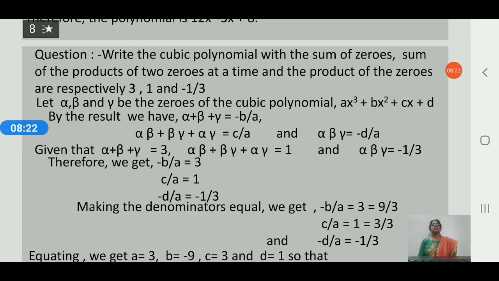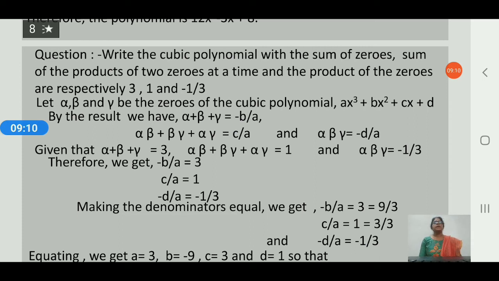And the product of zeros, what is product of zeros? Alpha beta gamma is equal to negative 1 by 3. These are the given things. Now our aim is to find the values of a, b, c and d. We know the standard form of the cubic polynomial is ax cube plus bx square plus cx plus d. Now we already studied alpha plus beta plus gamma is equal to negative b by a, that is 3, and alpha beta plus beta gamma plus alpha gamma is equal to c by a, nothing but 1, and alpha beta gamma is equal to negative d by a, that is nothing but negative 1 by 3.